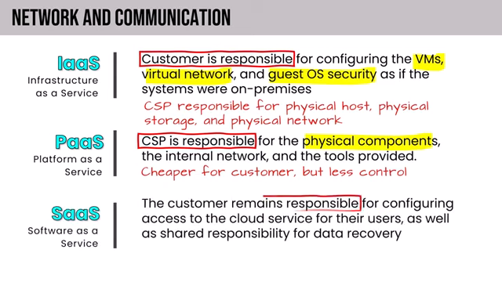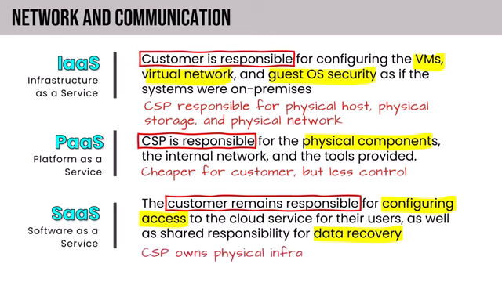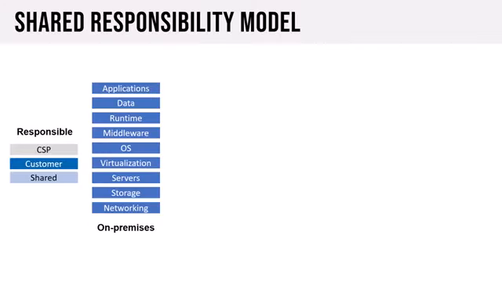In the SaaS model, the customer remains responsible for configuring access to the cloud service for their users, as well as shared responsibility for data recovery. The CSP owns physical infrastructure as well as network and communication security. So let's break it down another way.